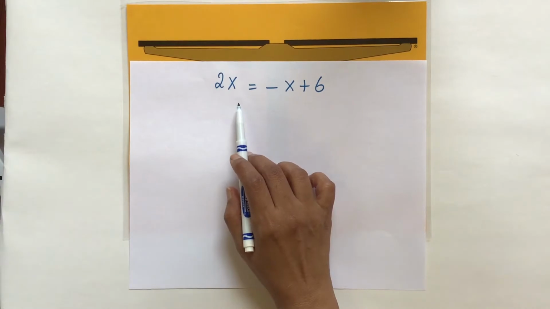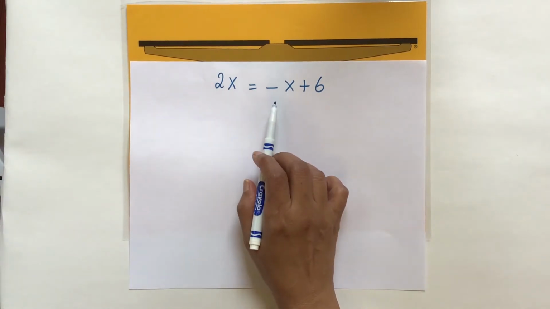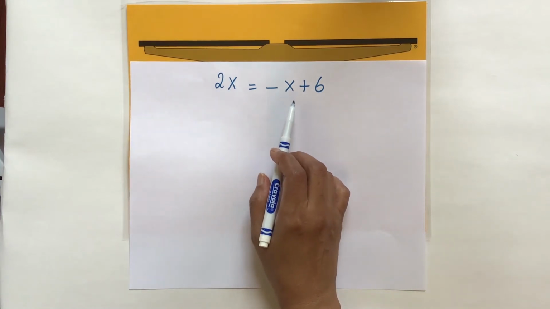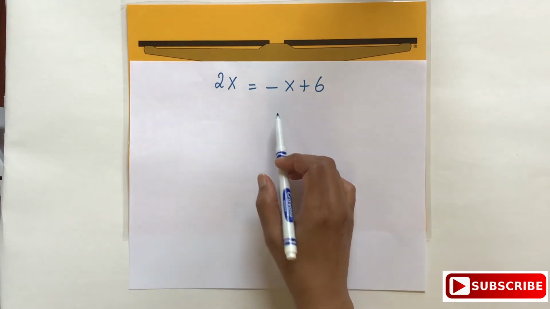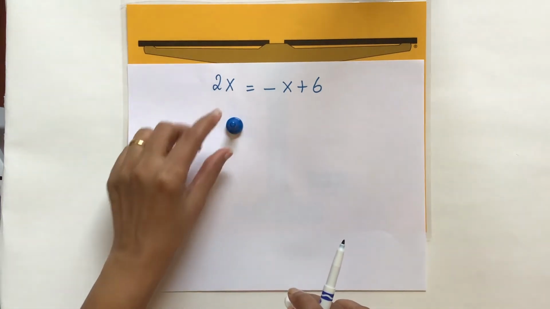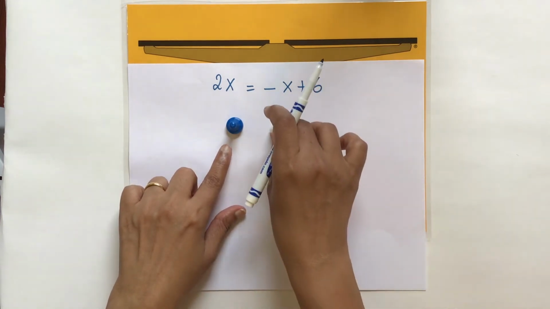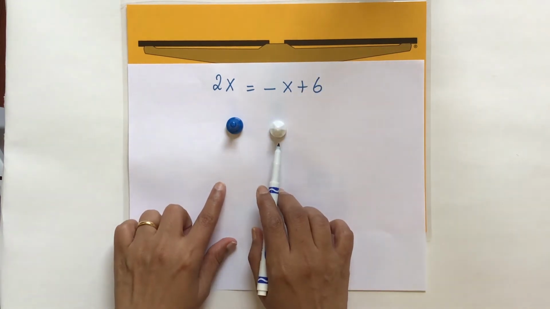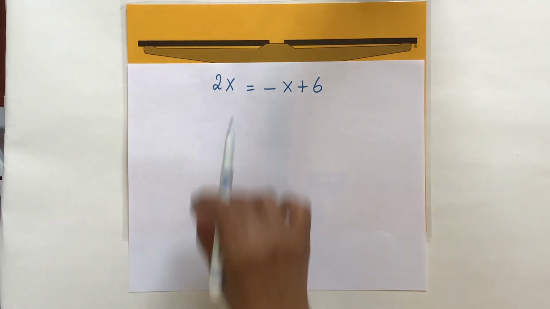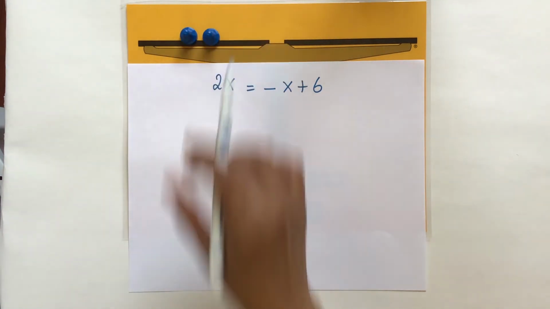Start with a simple multi-step equation with variables on both sides, with a negative variable on the right side of the equation. 2x equals negative x plus 6. Let's use the mat to solve this. The first thing we need to remember is the blue pawn represents a positive x and the white pawn represents a negative x. So on the left side we have 2x, 1x, 2x.